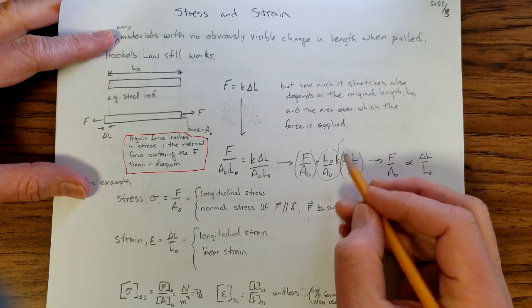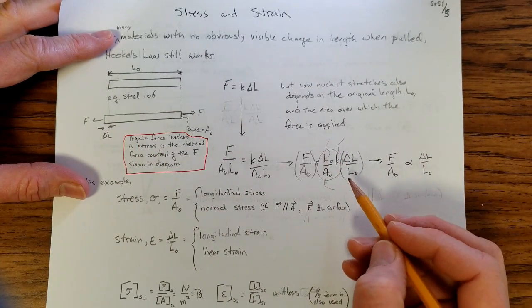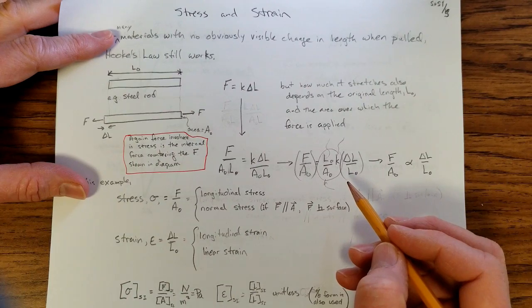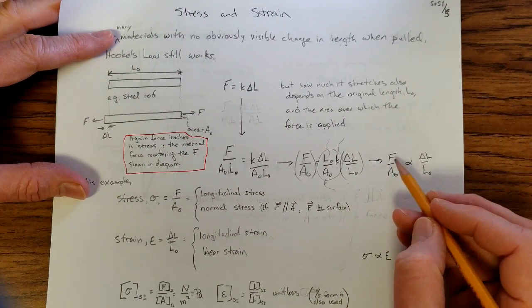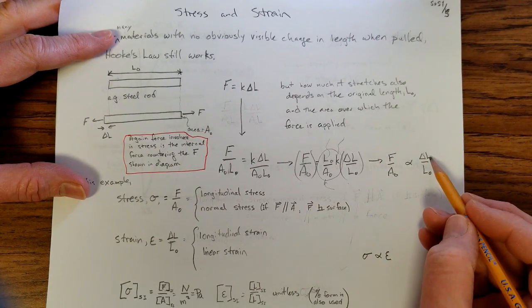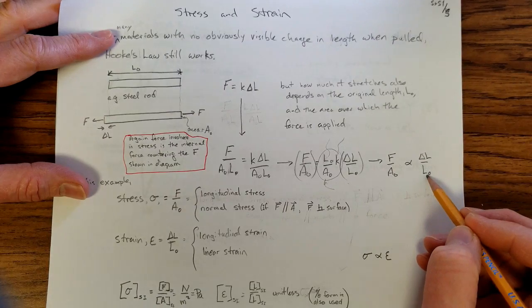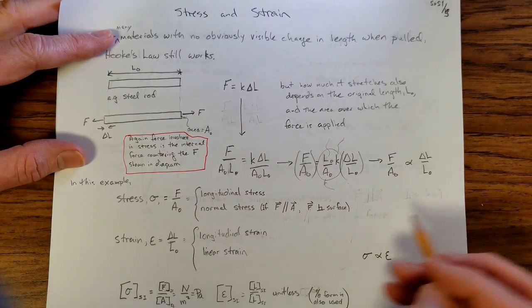K is the spring constant, A is the cross-sectional area of the object, and L sub 0 is the initial length of it. And so what I end up with, for a particular bar, is that the force divided by the cross-sectional area is directly proportional to how much it stretches divided by the initial length, up to a certain point. At some point that falls apart, and we will get to that in just a moment.